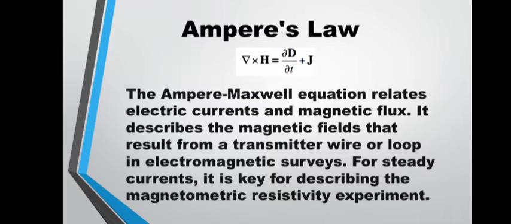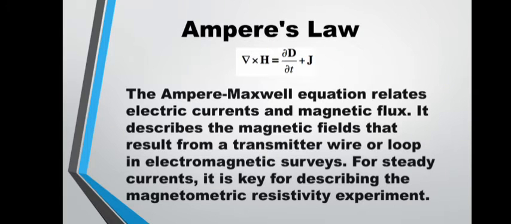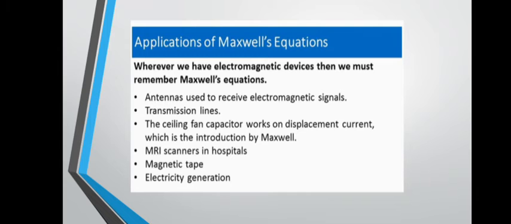So the Ampere-Maxwell equation is del cross H is equal to del D by del t plus J. It relates the electric current and magnetic field. It describes the magnetic field that results from the transmitter wire or a loop in an electromagnetic survey. For steady current, it is a key for describing the magnetometric resistivity experiment.